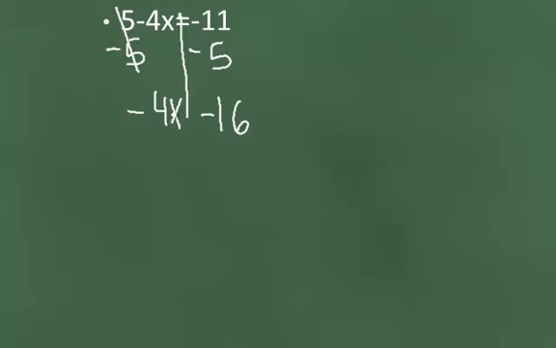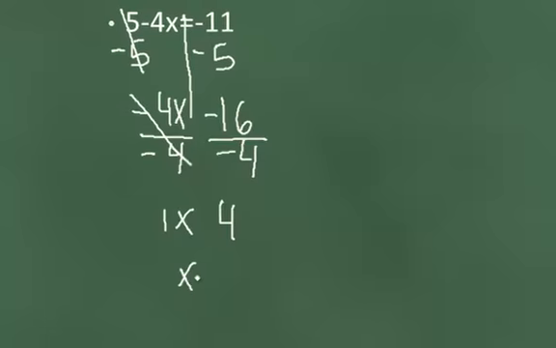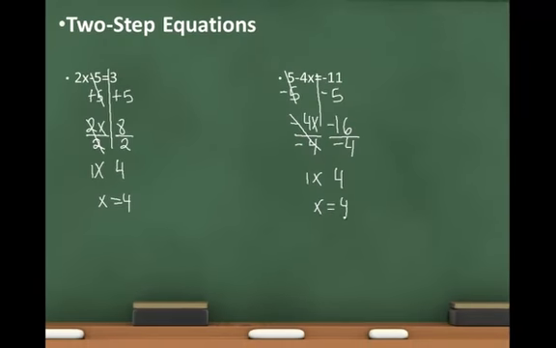Again, this -4 is multiplying the x, so you're going to have to divide by -4 on both sides. -4 divided by -4 is just 1, so again I'm left with a 1x. And on this side is -16 divided by -4. Negative divided by negative is a positive. 16 divided by 4 is just 4. So again, for this one, x equals 4 would be your answer.